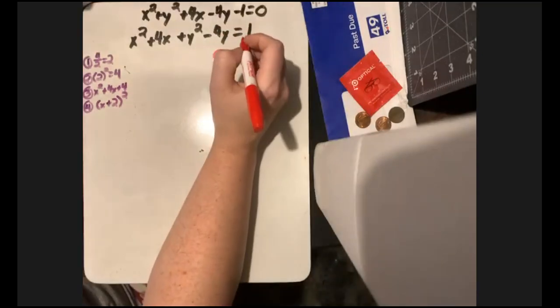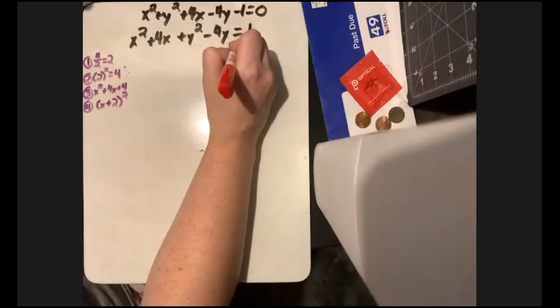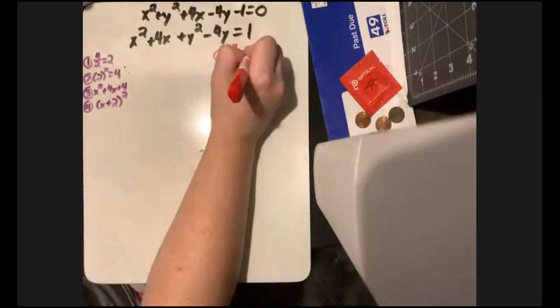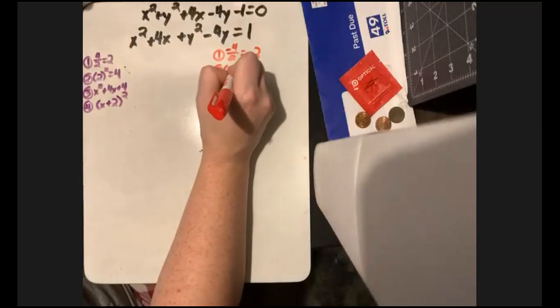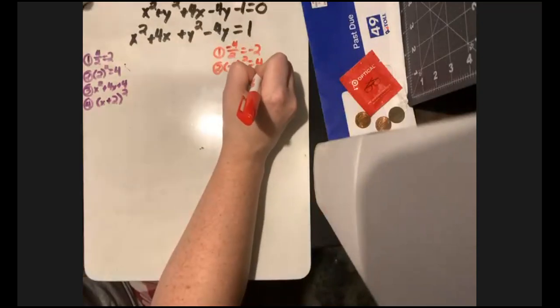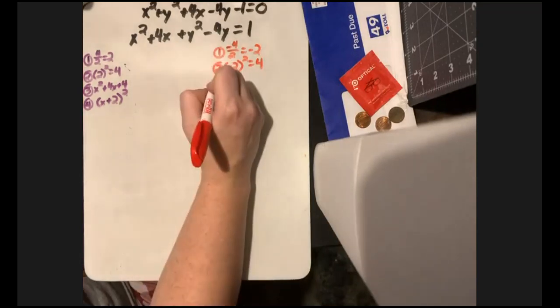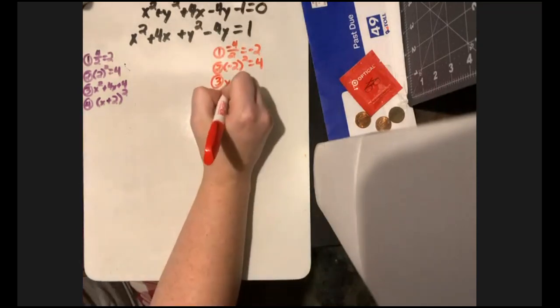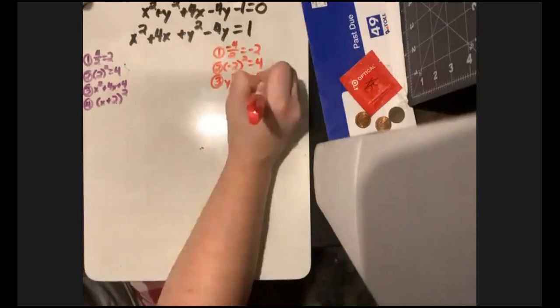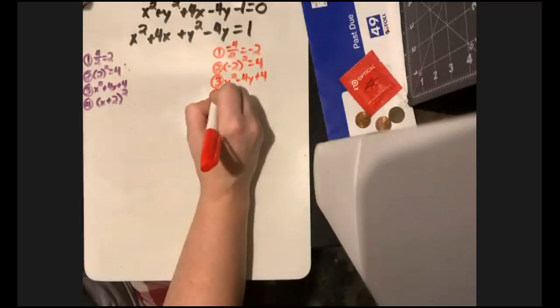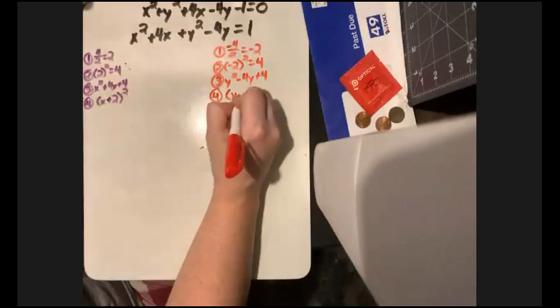Now I'm going to do my y's. So first thing is I'm going to take negative 4 and divide by 2. So I get negative 2. I'm now going to square that. And I get 4. We now have y squared minus 4y plus 4. And that will factor to y minus 2 squared.